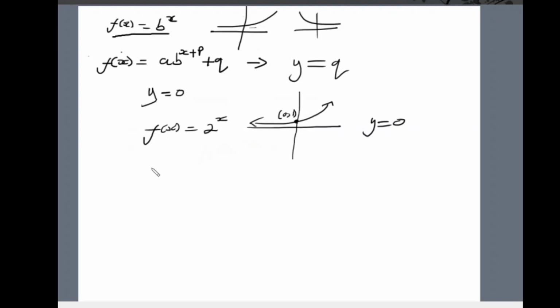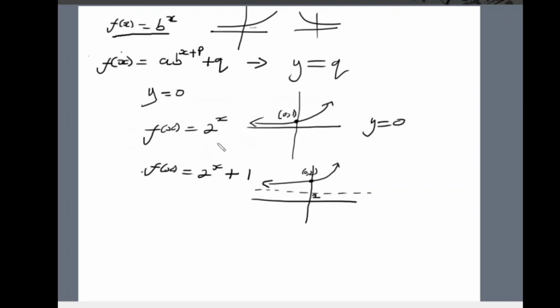Let's now shift this graph one unit up. Our equation will now become f of x equals 2 to the power x plus 1. So now we are shifting this standard function up by 1 unit, right? So our horizontal asymptote will also shift 1 unit up, and this point will go from 0, 1 to 0, 2, right? So that is 0, 2, and our graph will look like this, right? So to get to this graph, we are just transforming the standard function by shifting it 1 unit up, right?